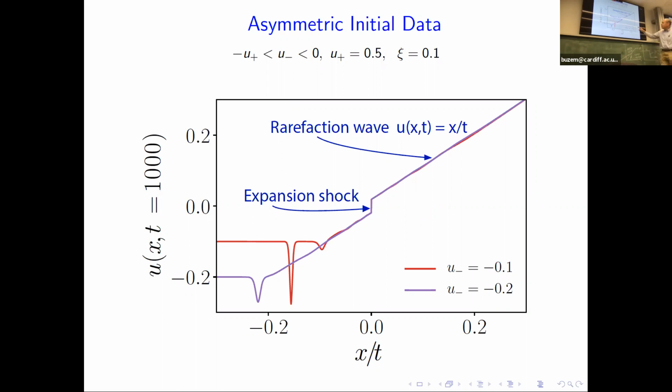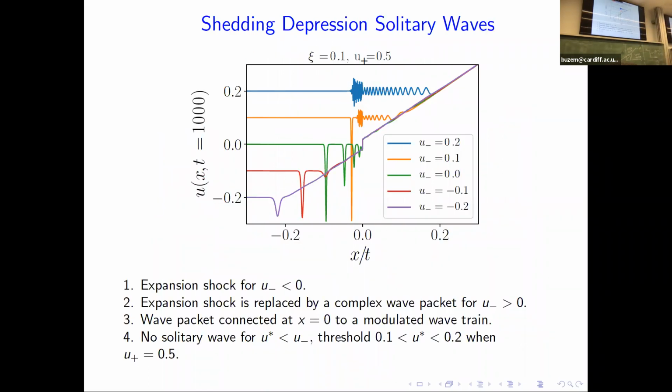If I change the U minus to minus 0.1, it looks as though there's a second solitary wave that's developing. And indeed, as we gradually increase U minus, we start to see lots of these solitary waves, a whole train of solitary waves that are generated. And the expansive shock is still there. So you can only see purple here, but that means that green, red, and purple are obscuring each other.